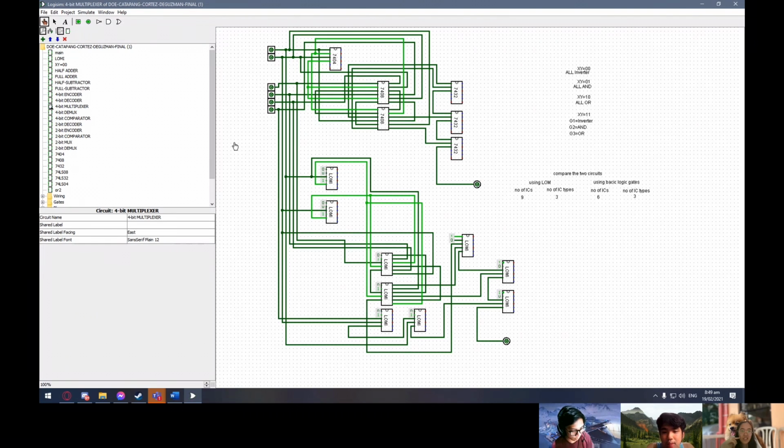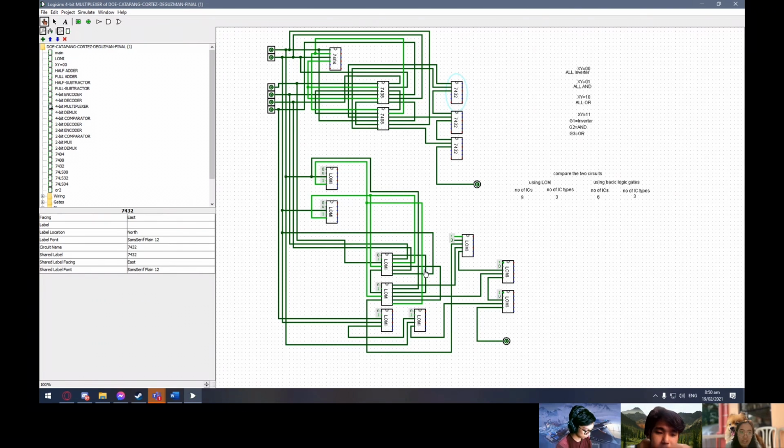So as we can see here in the circuit, in the first half of the circuit, we have used an IC of 7404, a 7408, and also a 7432. And then for the second half, we have applied the concept of LOMI. And as we can see, on the inputs, we have four inputs and one output for each of the circuit applications.